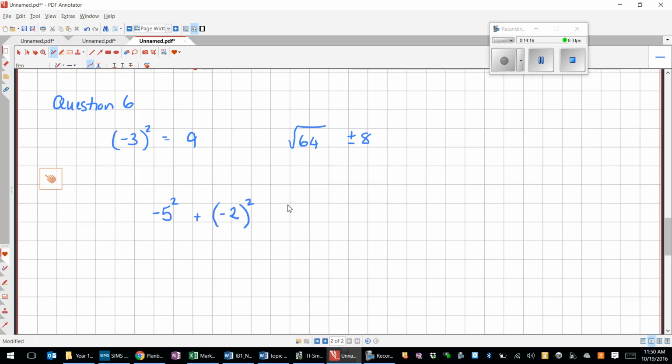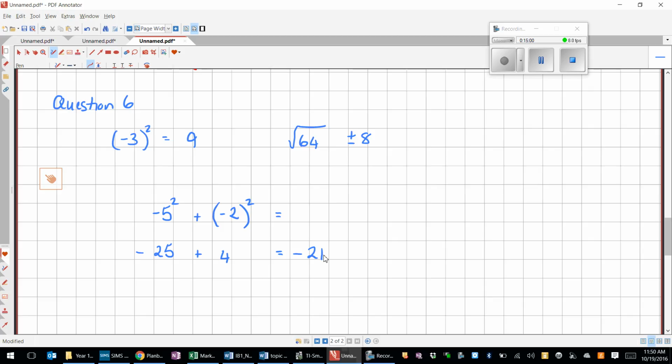Before you tell me the answer, what's the difference between the 2? Minus 2 is in brackets and minus 5 is not. So this is how your calculator would look at it. Using BIDMAS, BODMAS, powers get done first. So this is not 25, it's actually negative 25. And this one is 4. So the answer is negative 21.